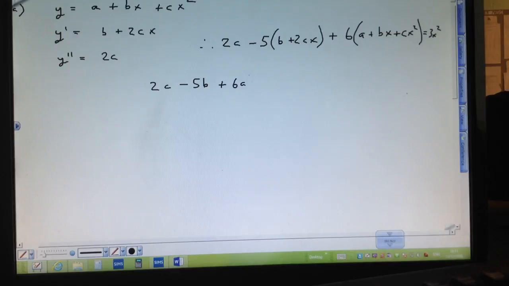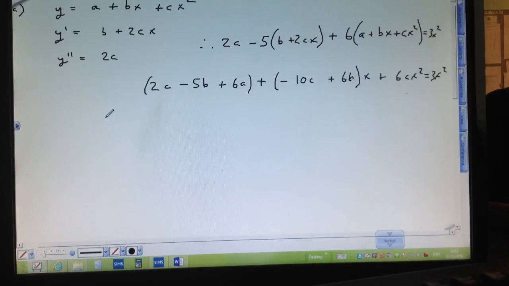Okay, so with speed you can set that equal to 0 because there's no constant. But I'm going to finish this off. We've got to add it to the x bits. Well, the x bits is that times that. That's going to give you minus 10cx. X bit from here is going to be that times that, which is positive 6bx. And in fact, I can just pull an x out and just say that's my x's. Okay, plus, and the only squares I get is from there is 6cx squared, and that equals 3x squared.